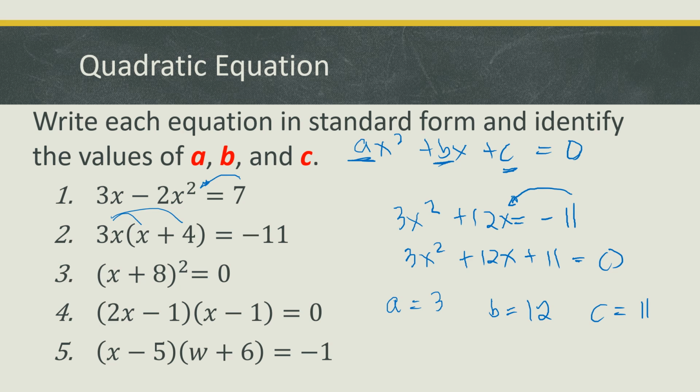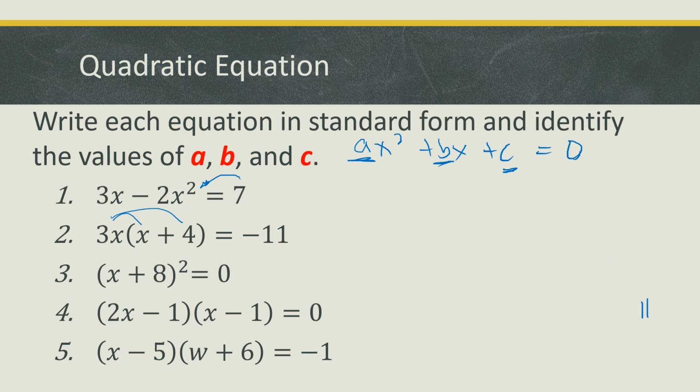Let us check example number 3. In example number 3, we all know that if we have the square of a binomial, we can change it into a perfect square trinomial. Okay? So, (x + 8)² can be written as (x + 8)(x + 8).